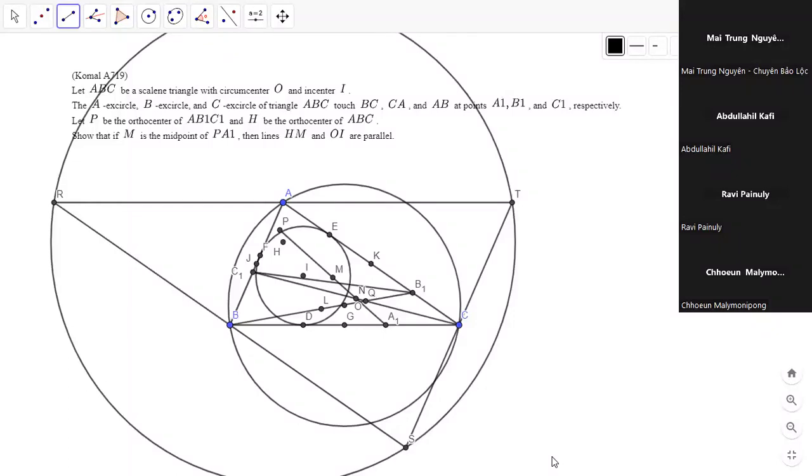Yeah, I'm not sure what to do from here. So we want to show H, M, and Q are collinear, where Q is the intersection of those diagonals. Can we use? Yeah, the way M is defined is tricky. The midpoint of PA1, where P is the orthocenter.